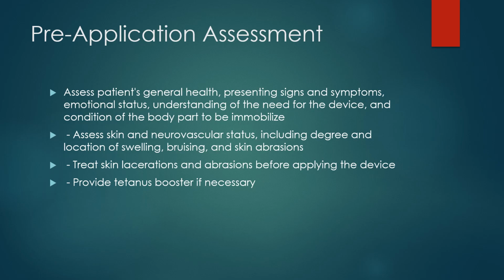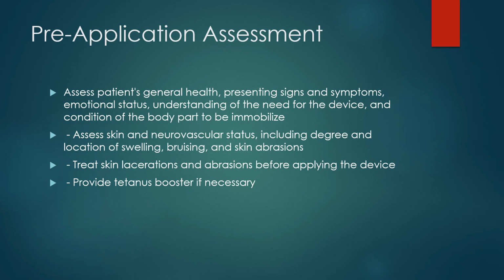So what we need to do is assessment. Assessment always comes first. So you assess the patient's general health, presenting signs and symptoms, emotional status, understanding of the need for the device, and condition of the body part to be immobilized. So first of all, assess the person, especially the emotional status, the person's readiness to actually undergo this procedure to have this device fixed for immobilization purposes, and then the state of the area this device is going to be applied.